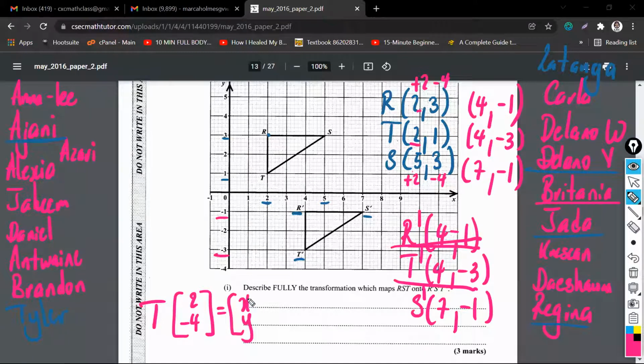Does that make sense? So when they ask you to describe fully the transformation, you're going to say that there's a transformation or a translation where the x variable is 2, the y variable is minus 4, and it mapped the triangle onto this triangle shown here. Make sense?